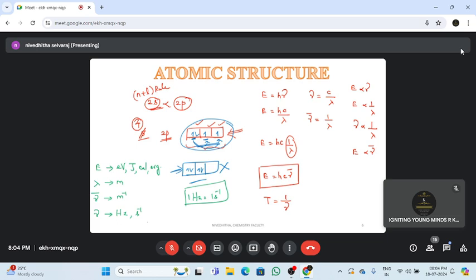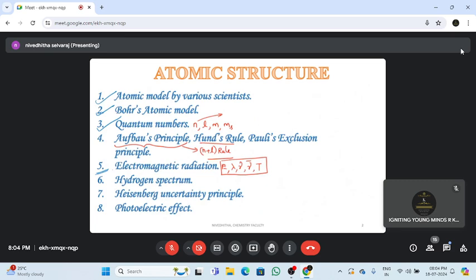And what is the unit of time period? What is time period? It is the reciprocal of frequency. And what is the unit of frequency? Second inverse. So what is the unit of time period then? Seconds. That's it. Okay. So we have done with this electromagnetic radiation also.